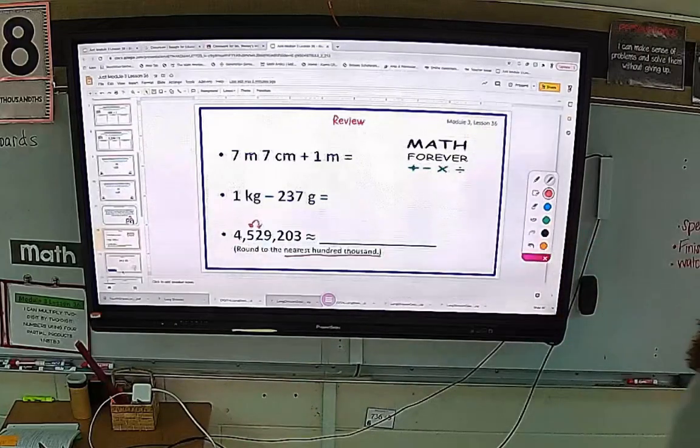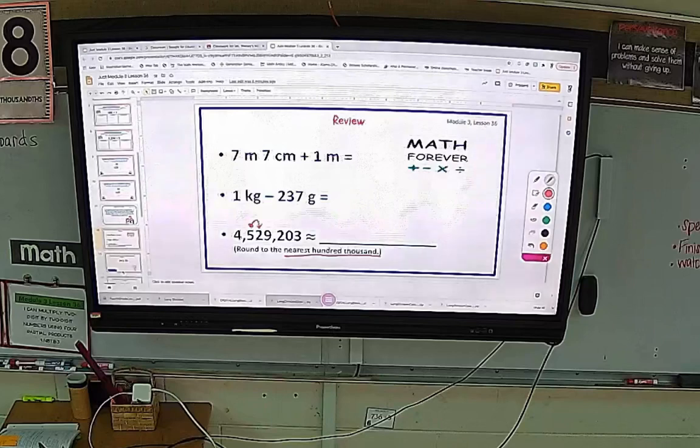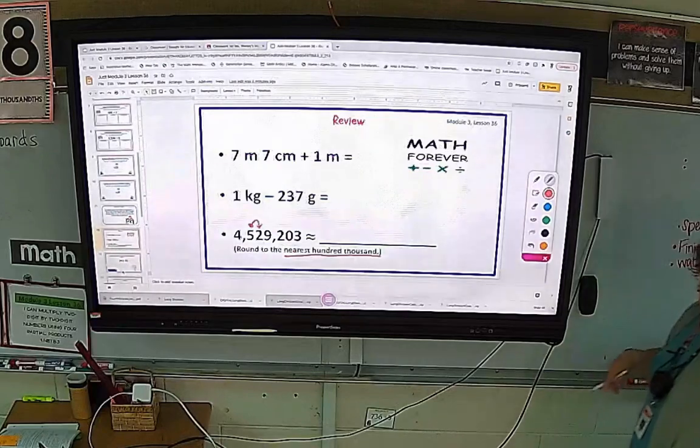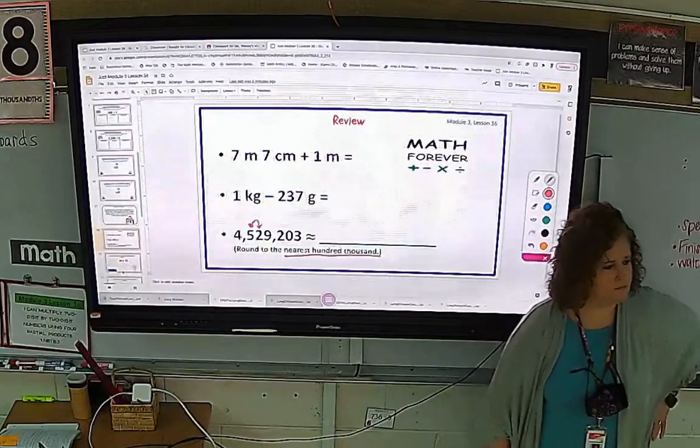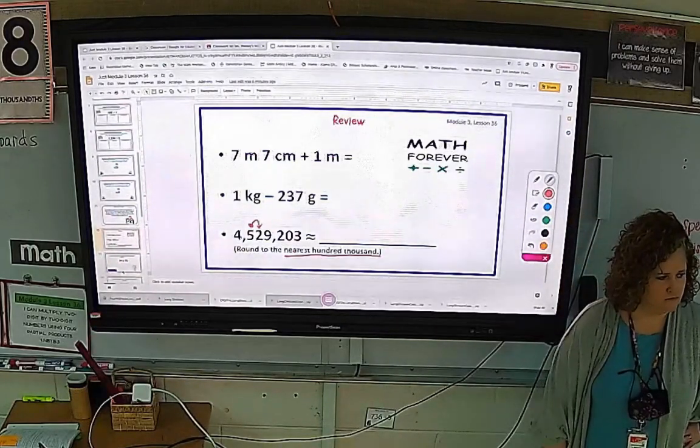What's so important about the 2? It's the number beside it. But what does it do? It tells us if it's under 5. If it's under 5, we round down. If it's over 5, then we round up.